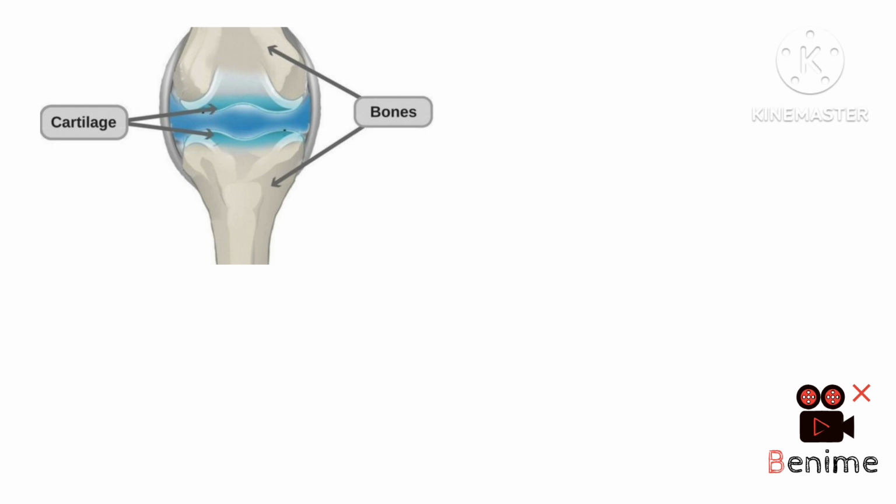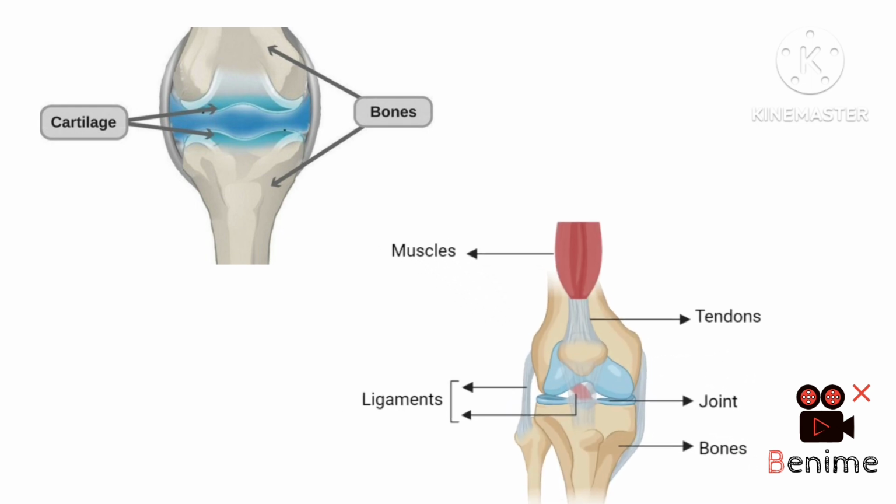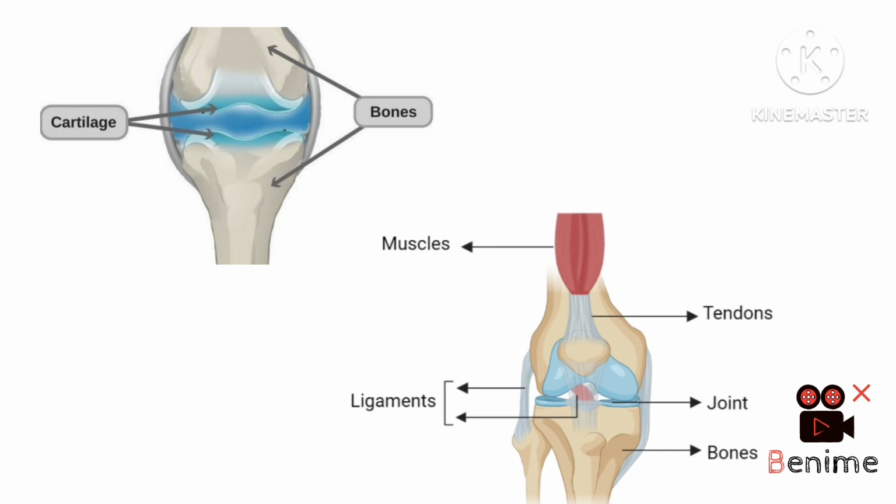The picture shows bones and the cartilage present between the bones. The second picture shows ligaments, which attach bones to bones, and the tendons, which attach muscles to bones.